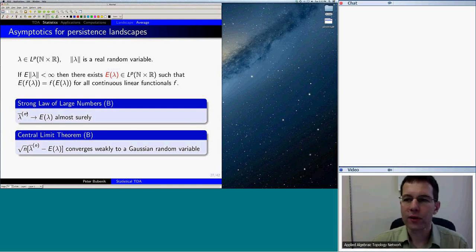As our sample size increases, our average landscape will converge to this landscape with probability 1. And if we look at the difference between these two functions suitably normalized, then it converges weakly to a Gaussian random variable.